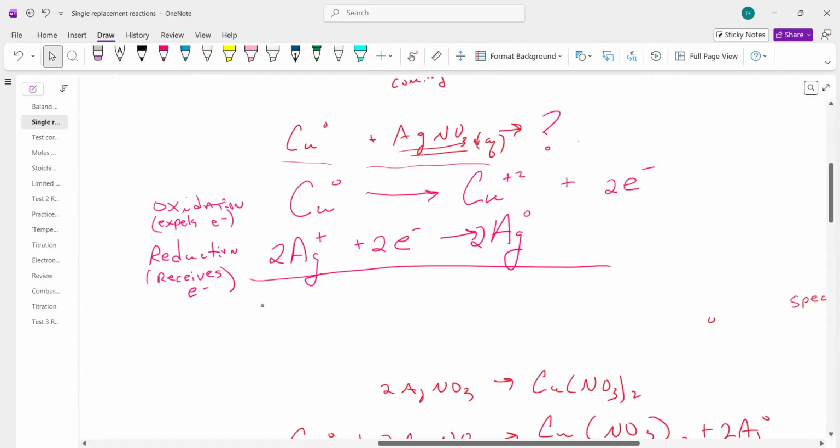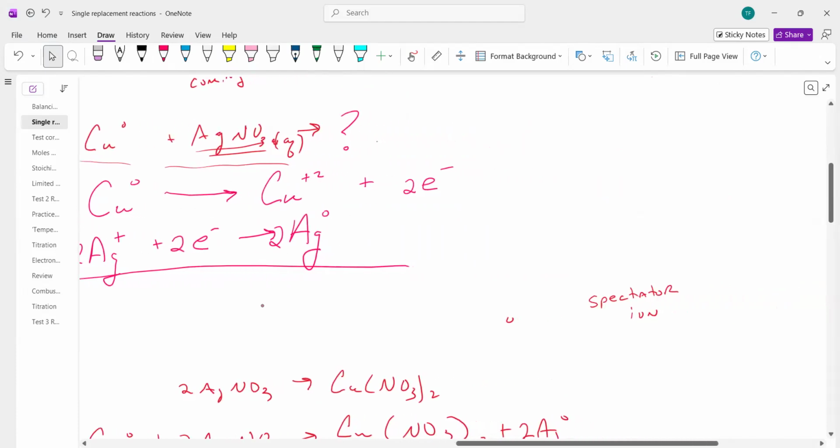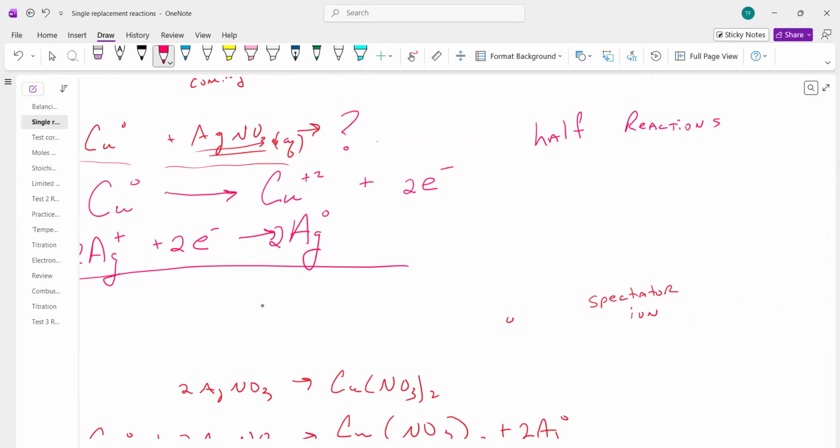So let's algebraically add this up. By the way, these are called half reactions. 2 halves make a whole. Okay, we have to have 2 half reactions that are doing the opposite though. So the electrons can go where they need to go.